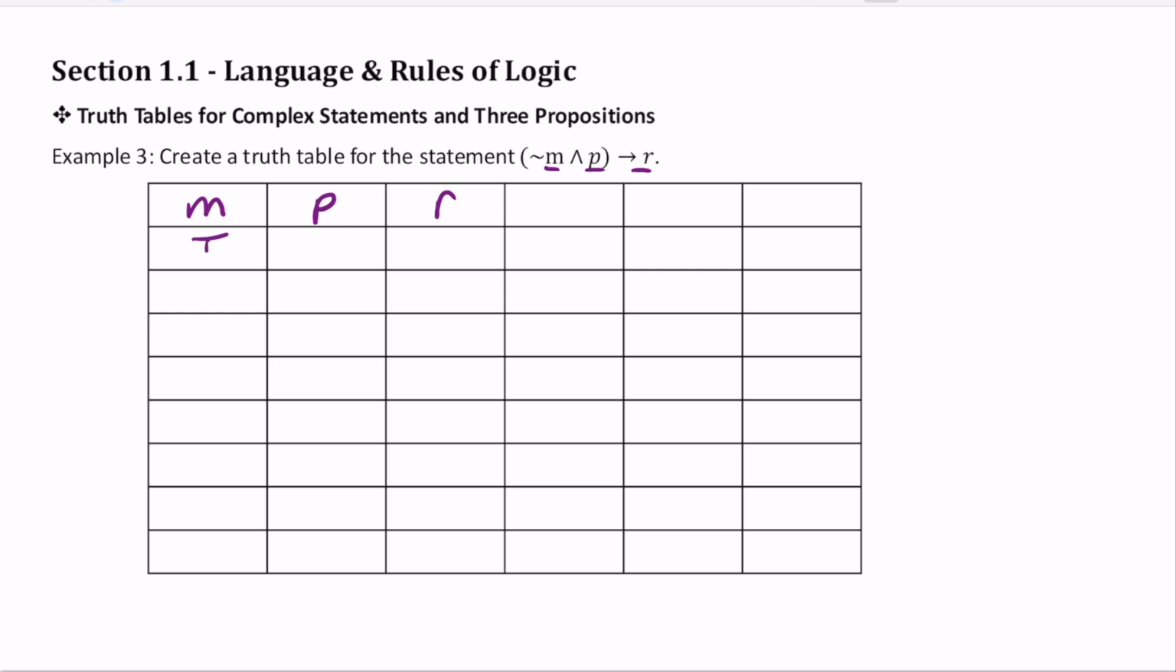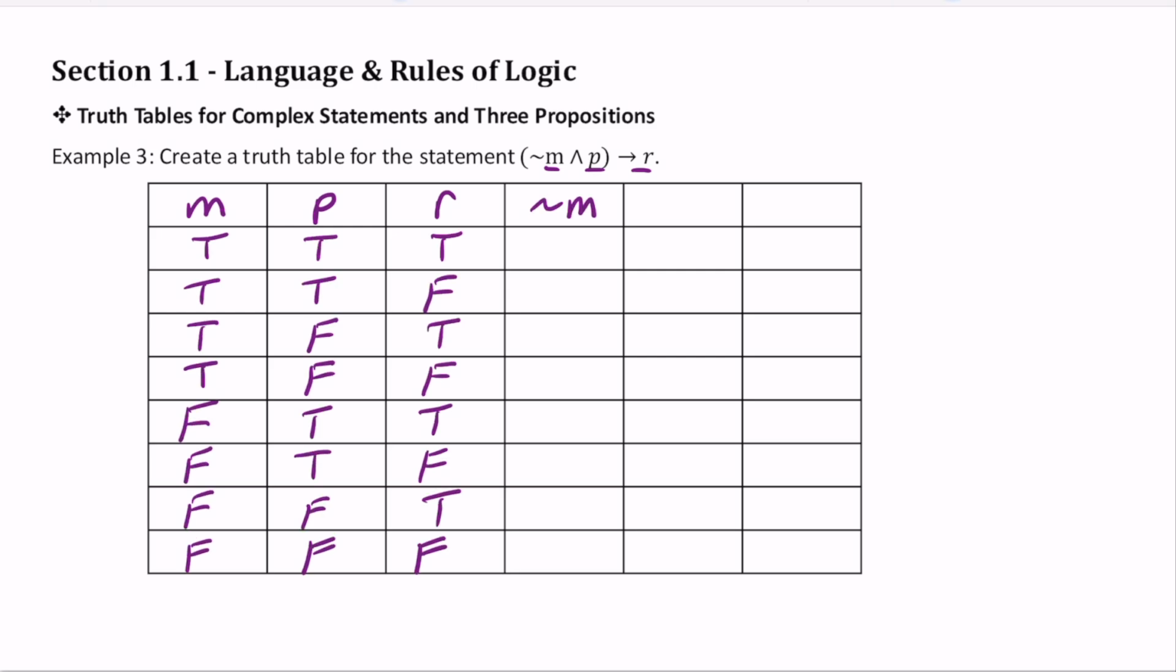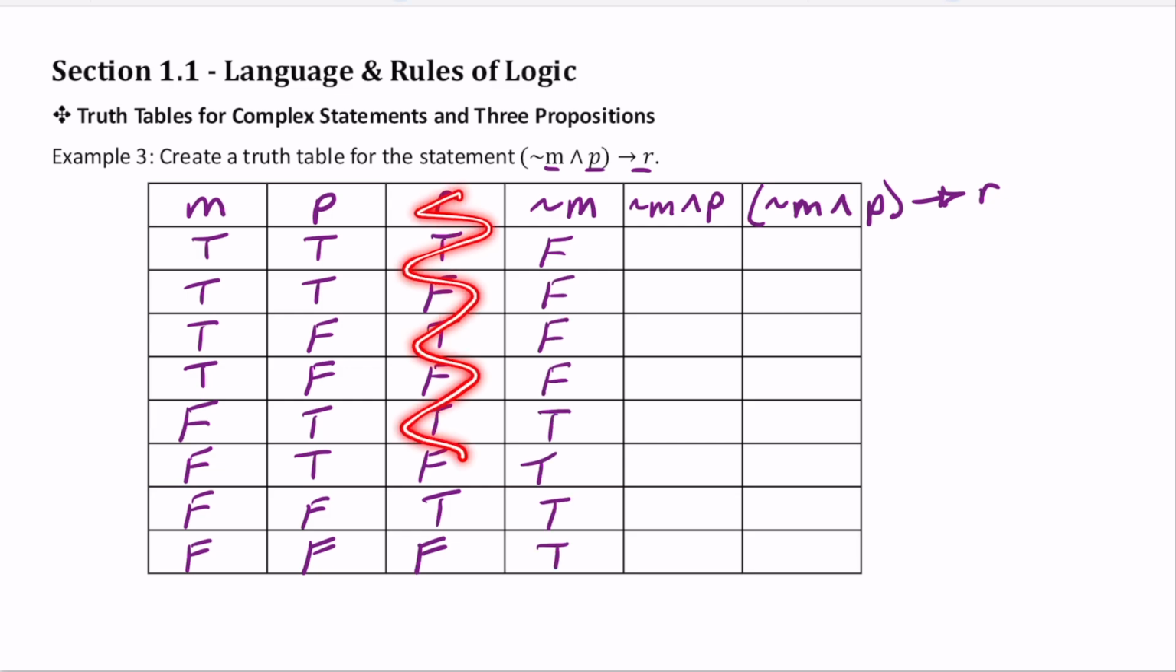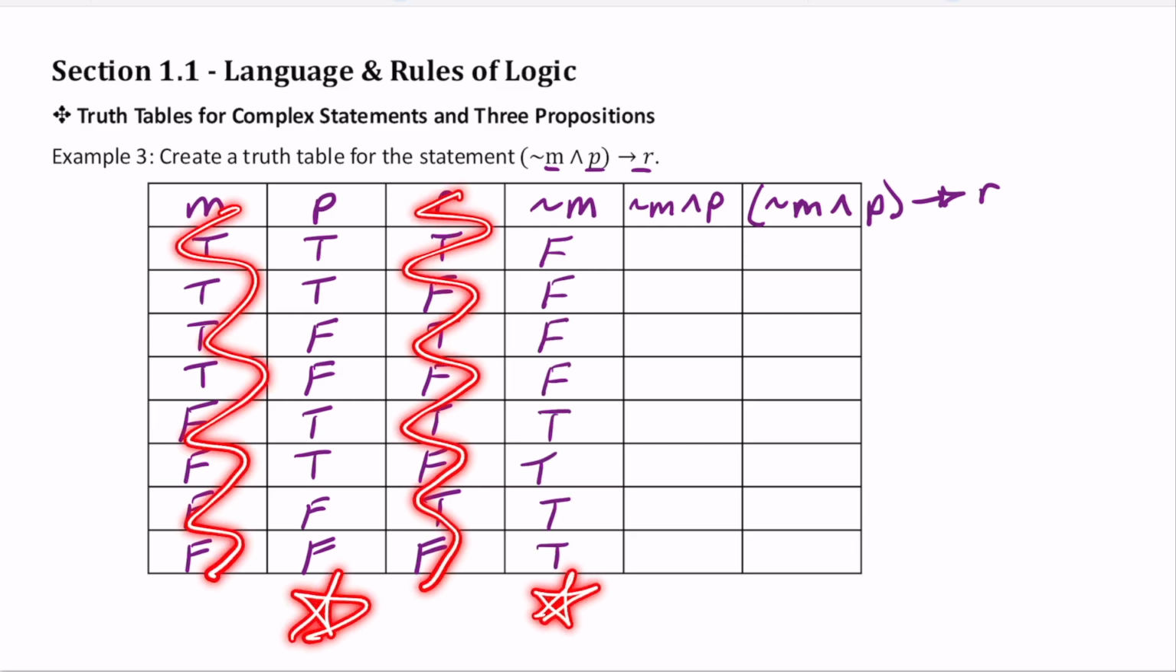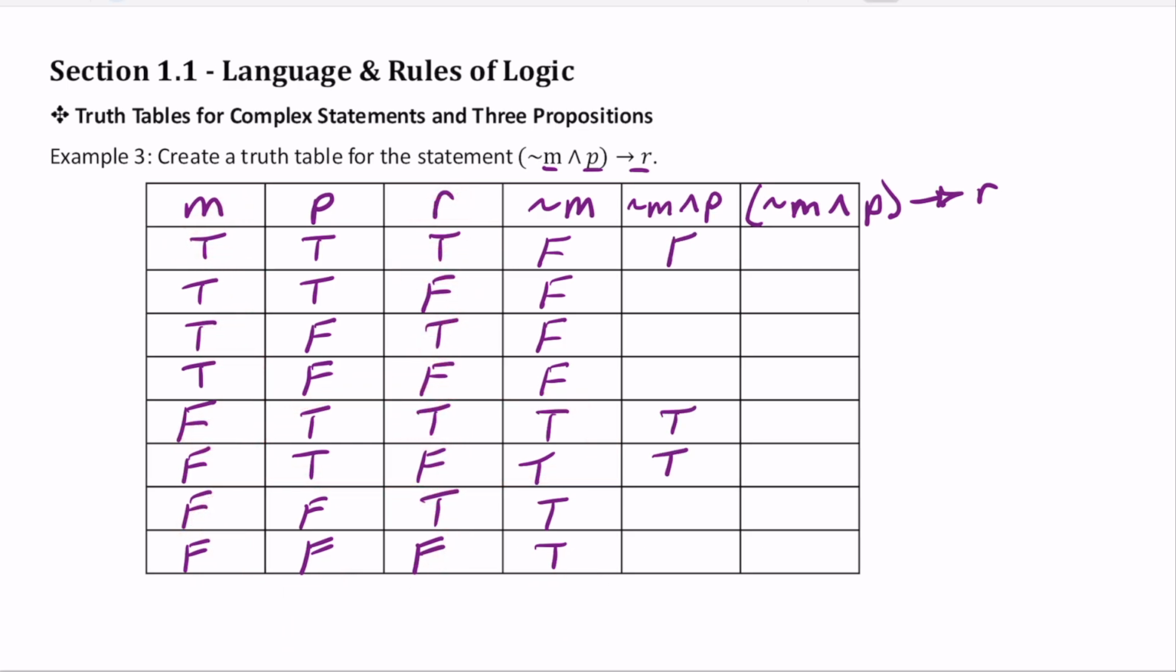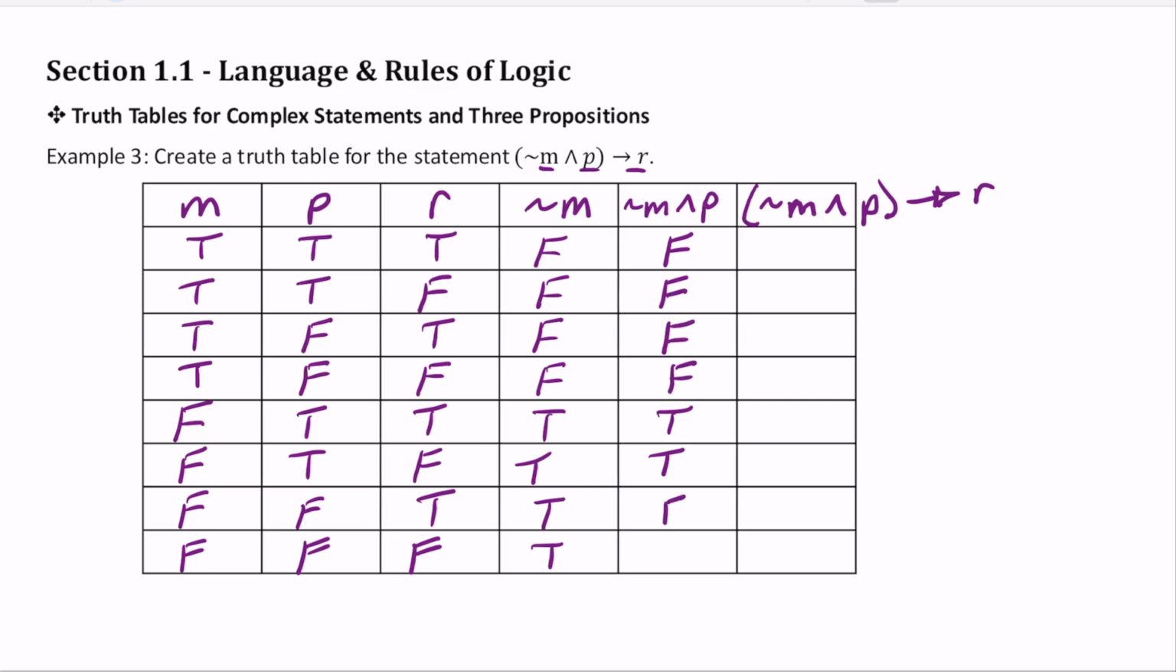First, we set up the first 3 columns using our pattern. Next, we will need to know what not M is. The next column will be the not M and P, and the final column will be if not M and P, then R. Not M is a negation or opposite of M. For not M and P, we look at just P and not M. Mark true for combinations that are both true and mark false for the rest.